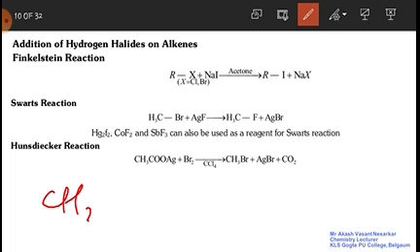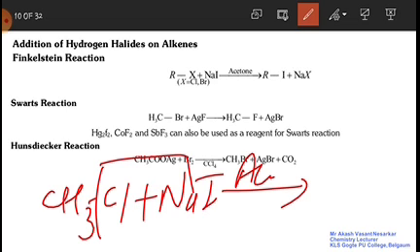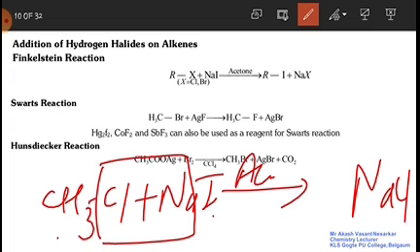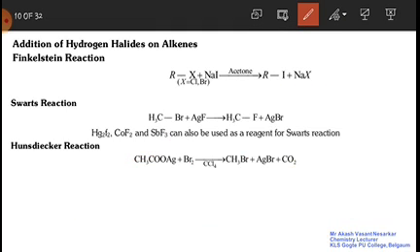Suppose I am having CH3Cl, and I react it with sodium iodide in the presence of acetone. What will we get? First we have to remove the NaCl. What is remaining then? CH3I. So the product is CH3I plus NaCl. CH3I is methyl iodide, or iodomethane. So this is your Finkelstein reaction. That is the example. Next one is Swarts reaction.